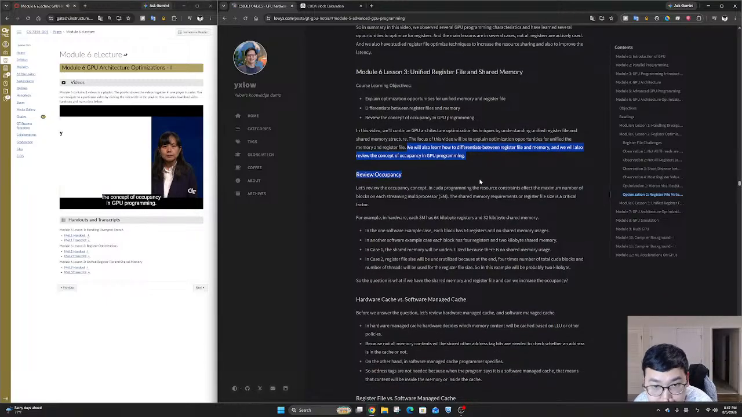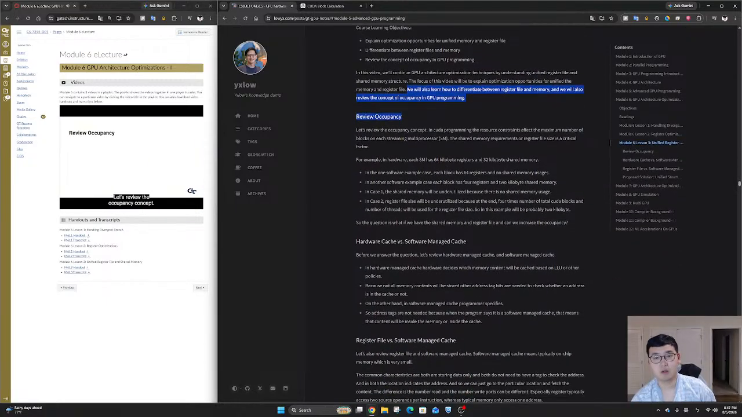GPU programming. Let's review the occupancy concept. In CUDA programming, the resource constraints affect the maximum number of blocks on each streaming multiprocessor, SM. The shared memory requirements and register file size are a critical factor. For example, in hardware, each SM has 64 kilobyte registers and 32 kilobyte shared memory.